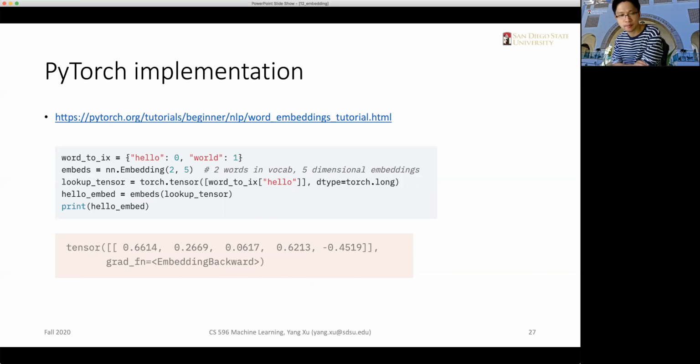Here, I showed part of the examples of how we can implement a word-to-vec model using PyTorch. And PyTorch provides an easy tool to use, which is the embedding. So it provides a way to initialize an embedding matrix. The 2 and 5 here indicate that I only have 2 words in my vocabulary, and each word is represented by a 5-dimensional embedding vector.